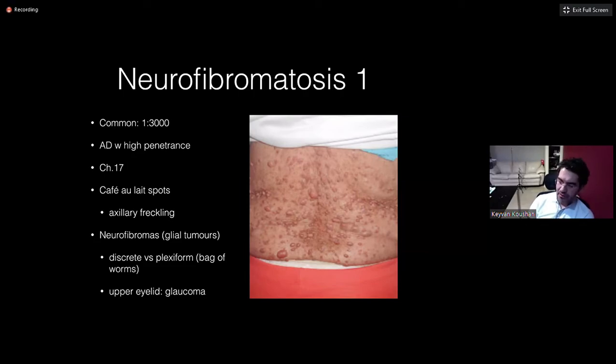So these are cells that support the regular.